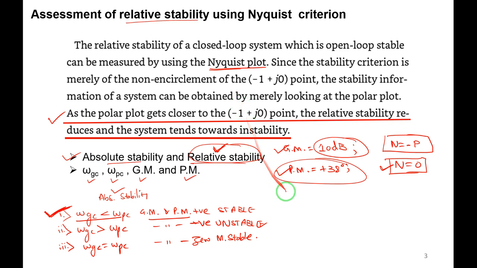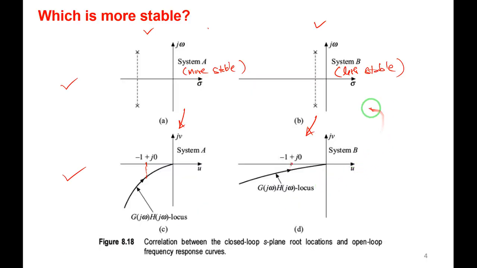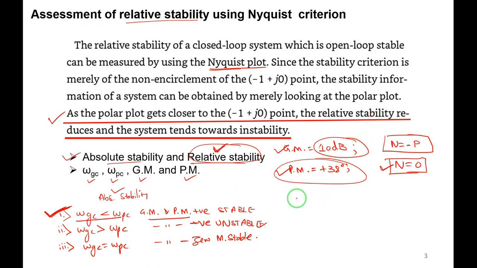Before starting with this, I want to give you some formulas. What is gain margin? Let me write here. Gain margin is 1 by the magnitude of G of j omega into H of j omega at omega equal to omega pc, because for gain margin we make use of the phase crossover frequency. In decibels, it is 20 log of this quantity.